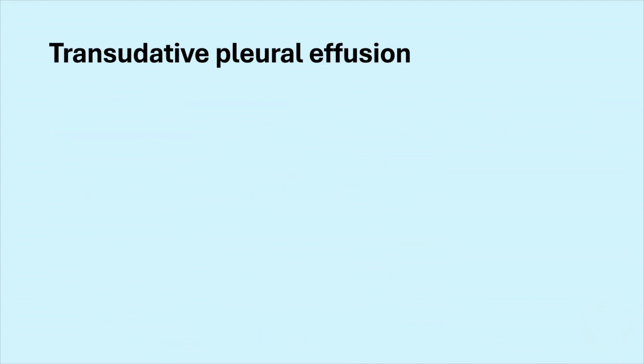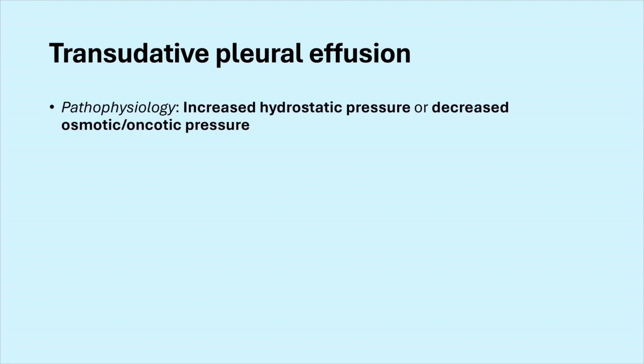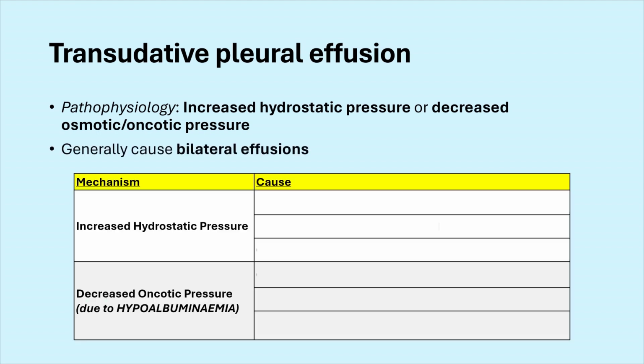So how do transudative pleural effusions form? They form either due to increased hydrostatic pressure or decreased osmotic or oncotic pressure. Generally, they form bilateral effusions. Causes tend to be congestive heart failure, renal failure, which can lead to fluid overload because the kidneys are not filtering out that much fluid, or constrictive pericarditis.